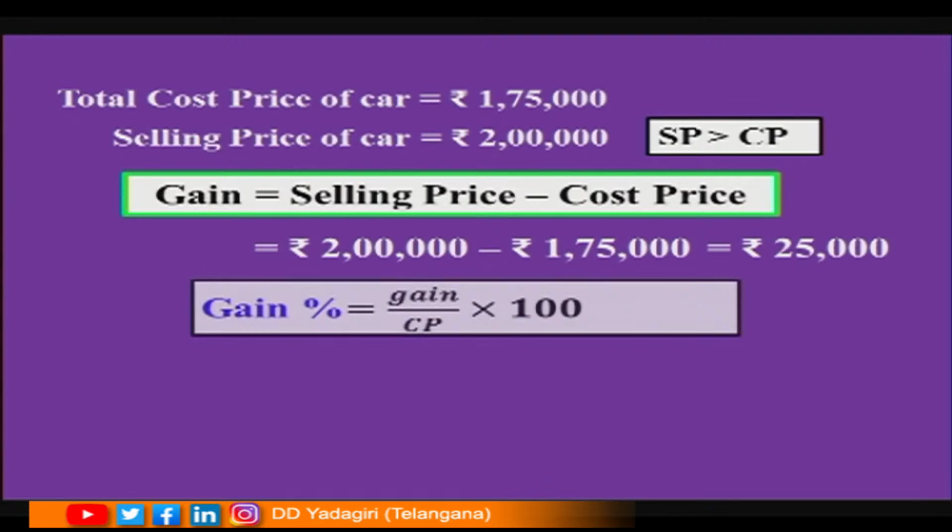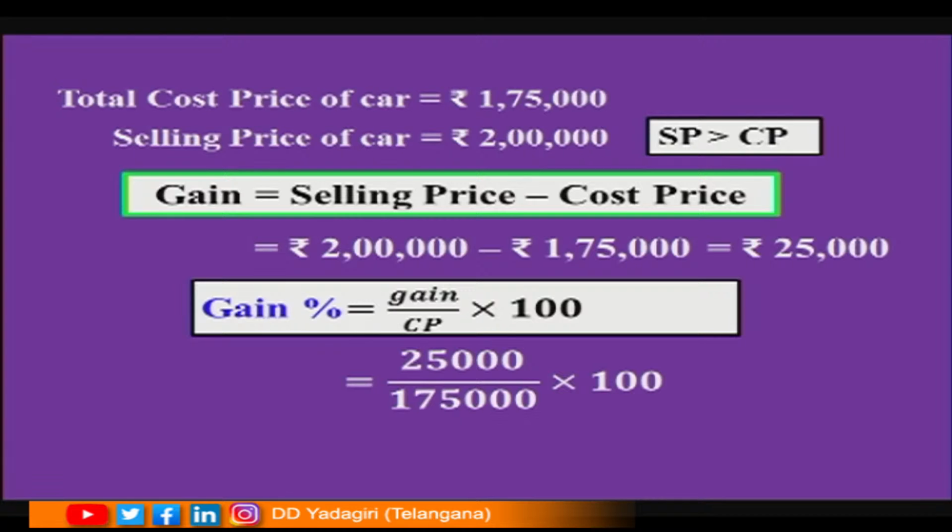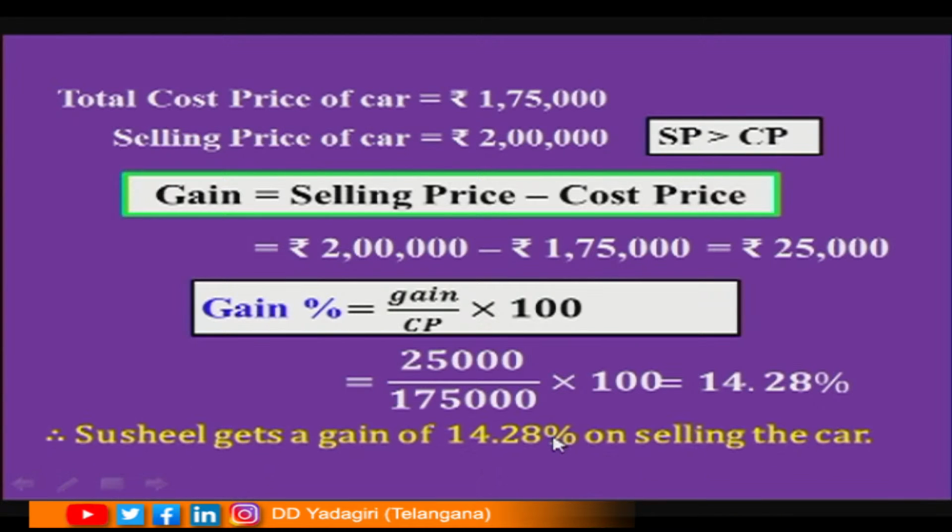But we need to calculate the gain percentage, which is given by gain by CP into 100. Now, let us substitute the values of gain and CP, that is 25,000 divided by 1,75,000 into 100. On simplifying this, we get 14.28 percent nearly, which means that Sushil gets a gain of 14.28 percent on selling the car. So, children, till now we have learnt the concepts of compound ratio, discounts and profit and loss.